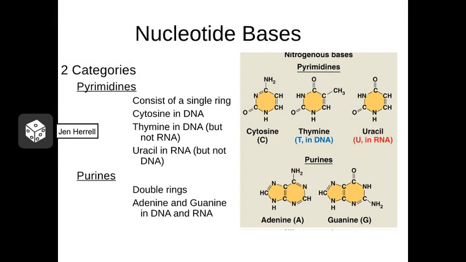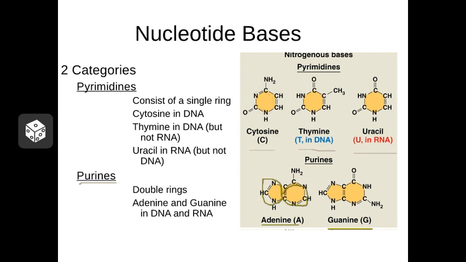5 different nitrogenous bases can be found in nucleotides. They fall in 2 categories. First, we have the pyrimidines. The pyrimidines are single-ringed structures, and they include cytosine, thymine, and uracil. Purines, on the other hand, are double-ringed structures. So they look kind of like a figure 8, and they include adenine and guanine.